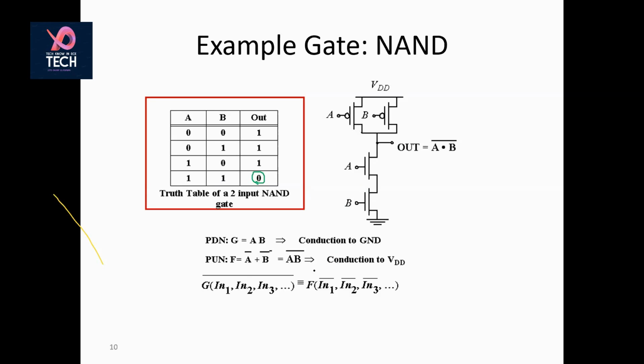That means pull down means your capacitance is going to discharge, so conduction to ground, and pull up network means a connection, or conduction, to VDD. So this is an example of a NAND gate.